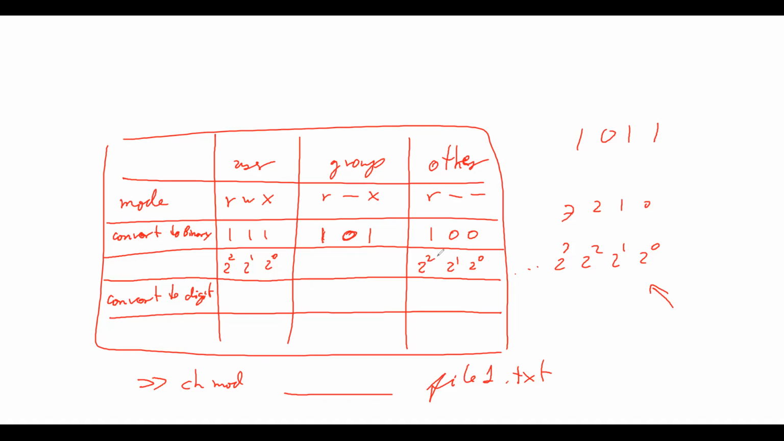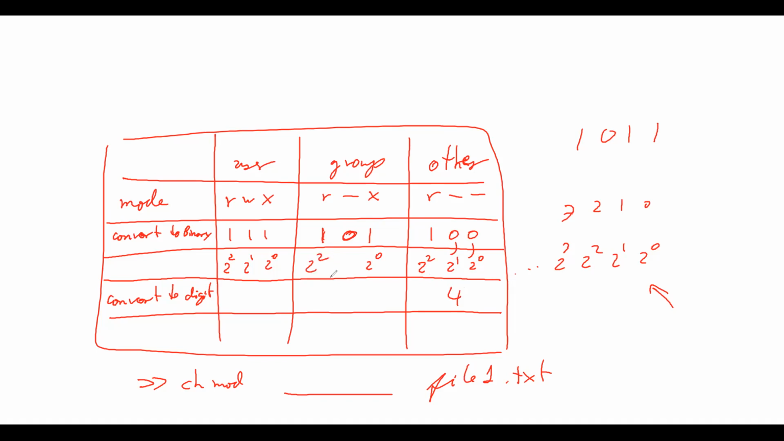2 to the 2 is 4. These two are 0, right? So that's 0, 0. But that's 1 times 4. So this one comes out to 4. And then over here, the same thing. 2 to the 0, we can exclude that one. 2 to the 2. 2 to the 0 is 1. Keep doing it.